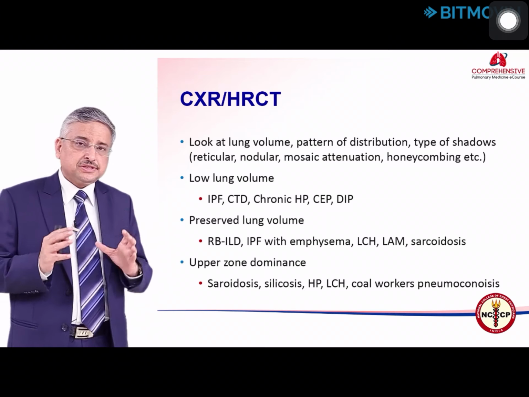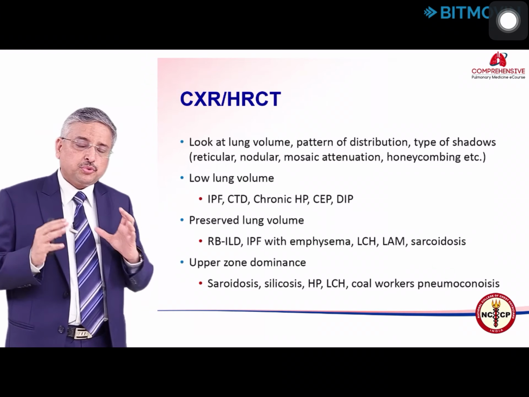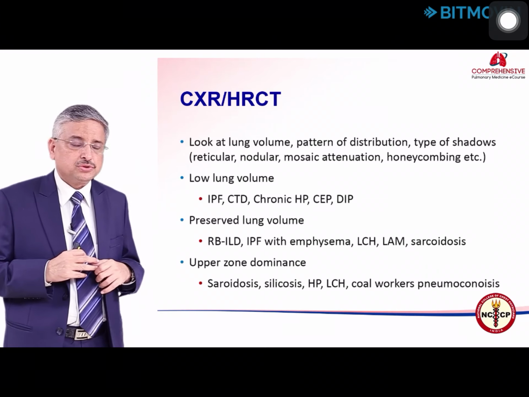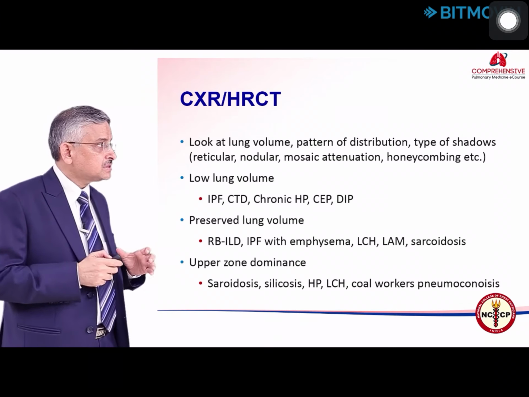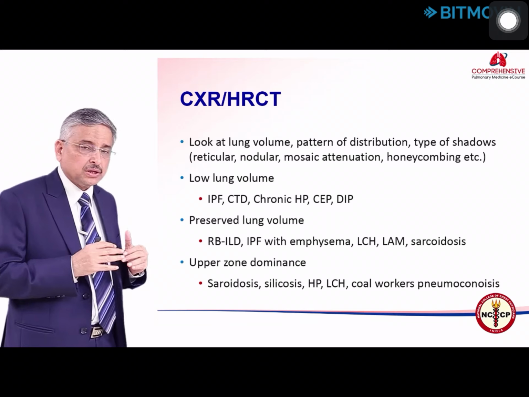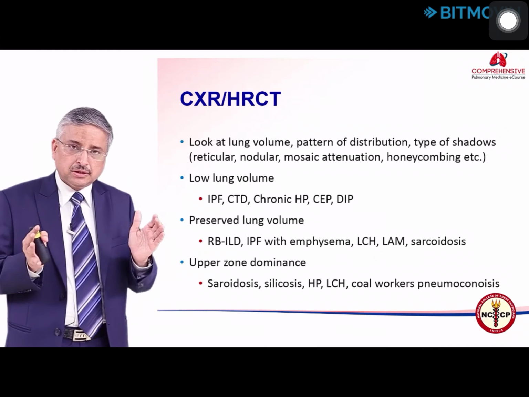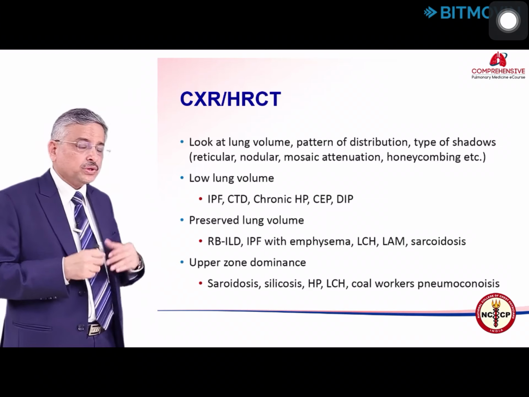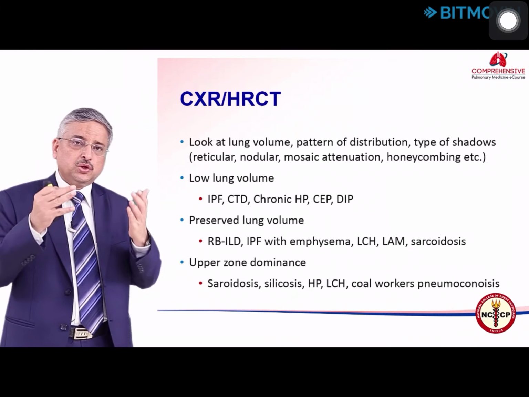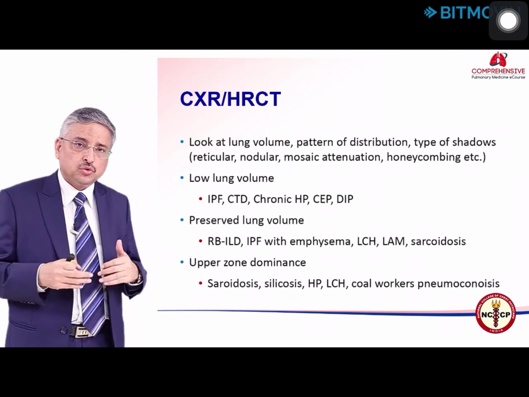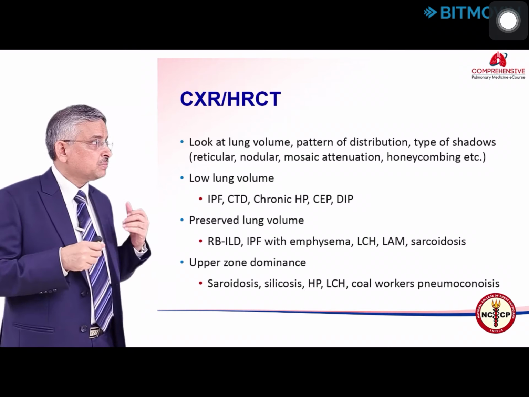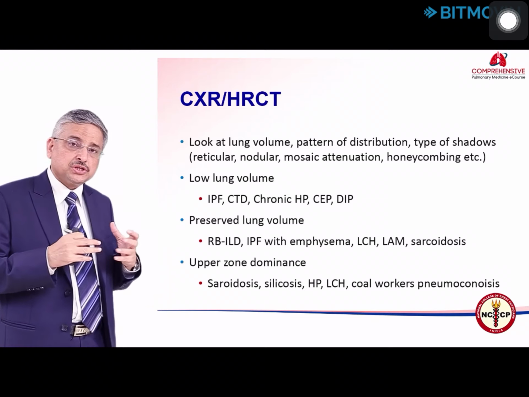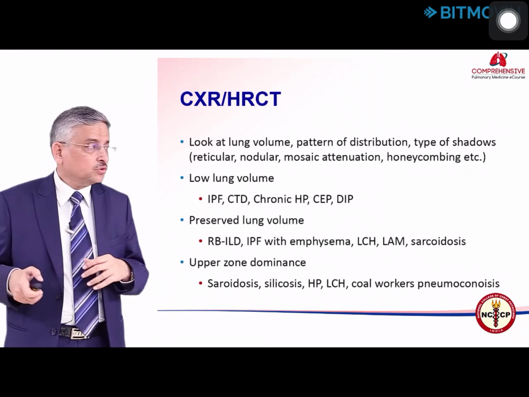When you look at the HRCT, which is again one of the most important diagnostic tools in the armamentarium for the diagnosis of interstitial lung disease, the first thing that you look at is the lung volume. Is the lung normal, or is it shrunk? Then you look at the pattern of distribution. What is the involvement of the ILD? Is it more upper lobe, mid zone, or is it lower lobe dominant ILD? What are the types of shadows? Are there reticular shadows? Are there nodular shadows? Is there mosaic attenuation, or is there honeycombing?